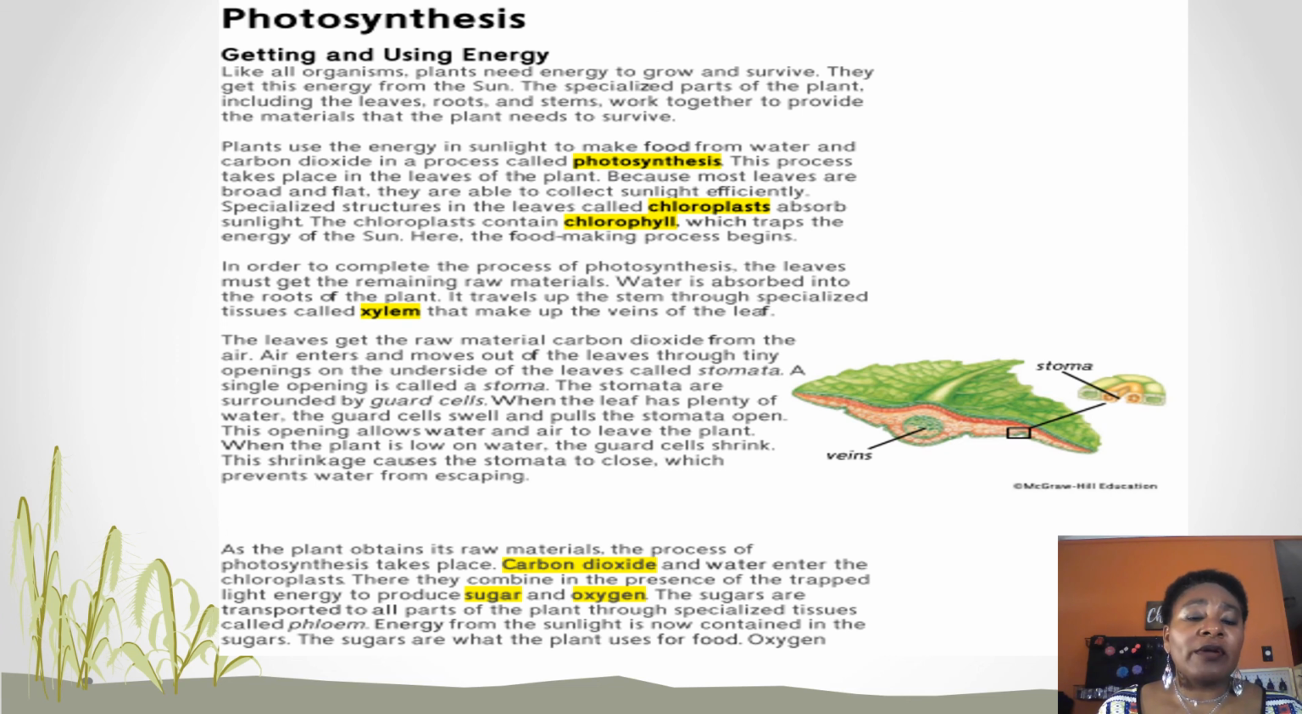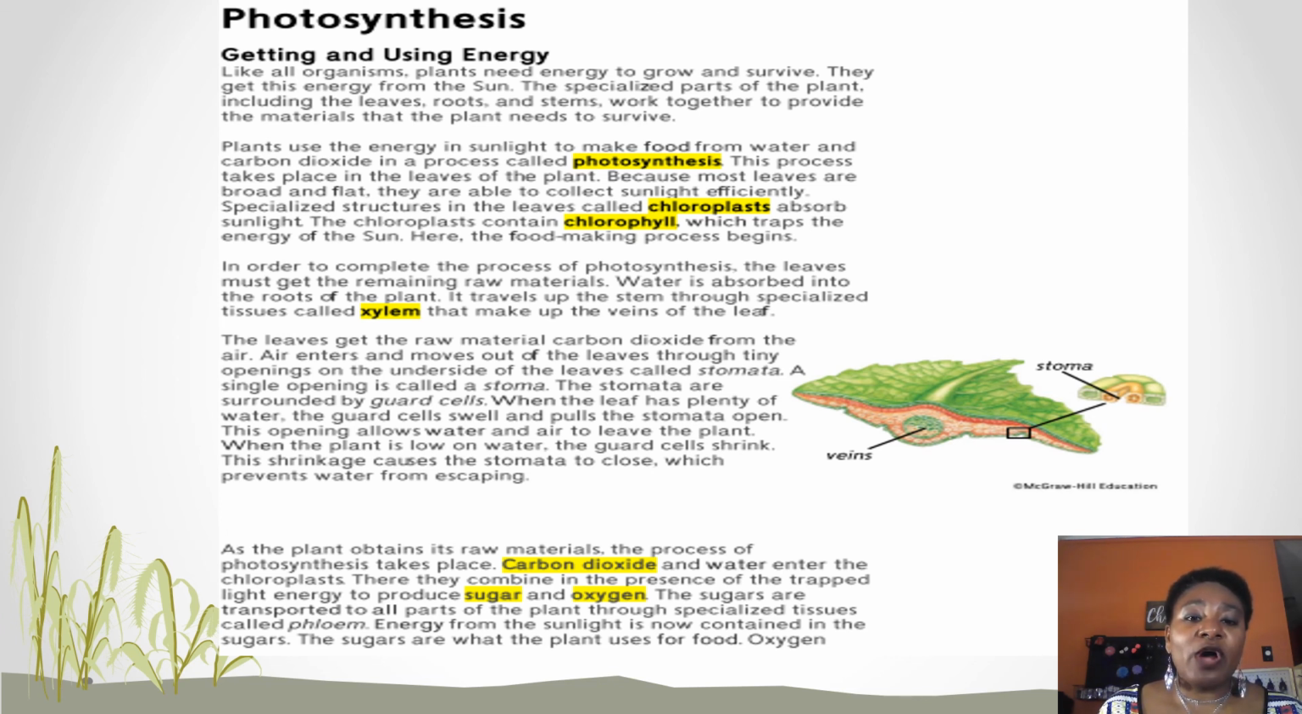Because most leaves are broad and flat, they are able to collect sunlight efficiently. Specialized structures in the leaves called chloroplasts absorb sunlight. The chloroplasts contain chlorophyll, which traps the energy of the sun. Here, the food-making process begins. In order to complete the process of photosynthesis, the leaves must get the remaining raw materials. Water is absorbed into the roots of the plant. It travels up the stem through specialized tissues called xylem that make up the veins of the leaf.